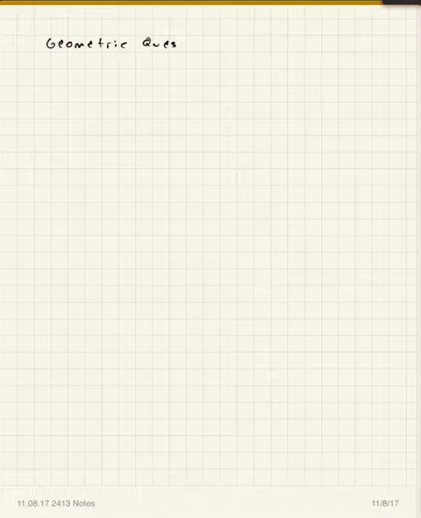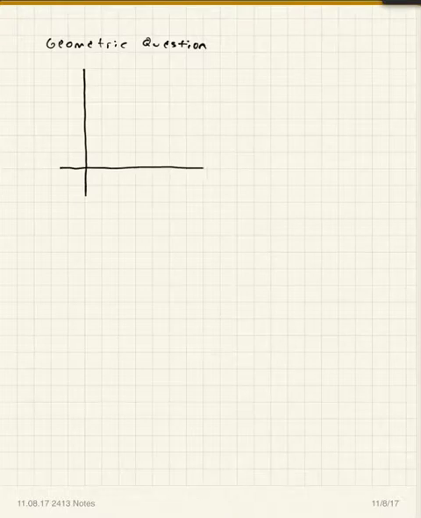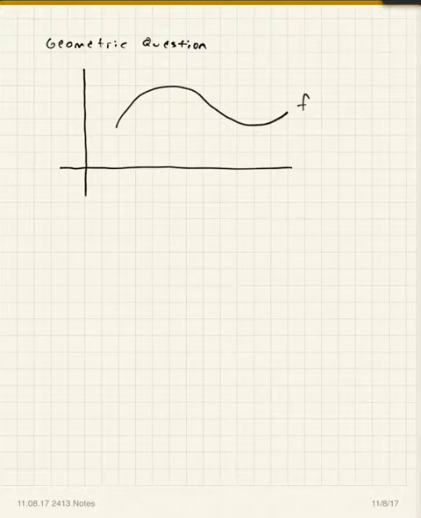And the geometric question is this: if we have a function and the graph of a function, like I'm picturing right here, so let's say we get this graph of this function f of x, how do we go about calculating the area that is bounded by that curve between x equals a and x equals b and the x-axis? So we're looking at the area of this region right in here that I'm shading.